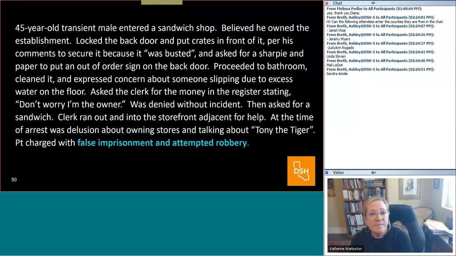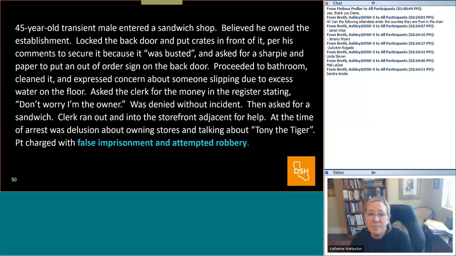Next slide, please. Another case that illustrates our hypothesis. This is a 45-year-old transient male who went into a sandwich shop. He believed he owned it, so he felt the back door was busted, so he locked it, put crates in front of it, and asked the attendant of the sandwich shop for a Sharpie. He put an out-of-order sign on the door.